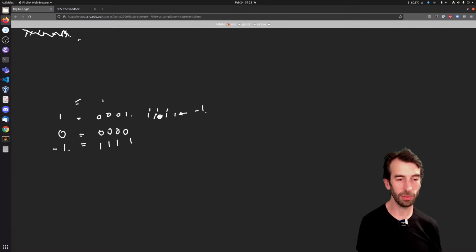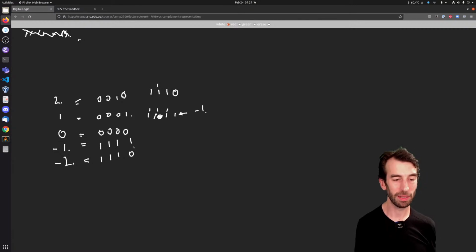And now we've got 2. 0010. That's 2. Okay, should we work out the negative representation of 2? What do we have to add to 2 to get 0? Add 0 to 0 to get 0. We add 1 to 1 to get 0, and we carry the 1. And we've got another 1, 1. Wow, another convenient thing: -2 is going to be right next to -1. We're just ticking down 1 bit.